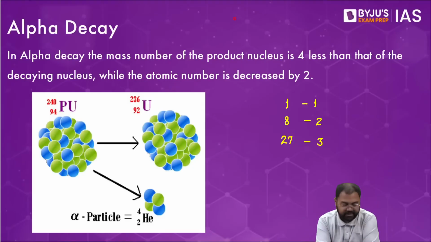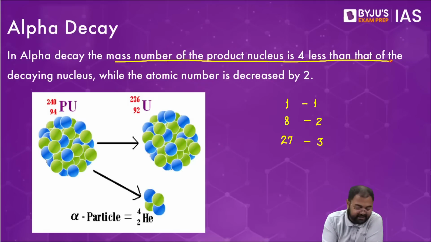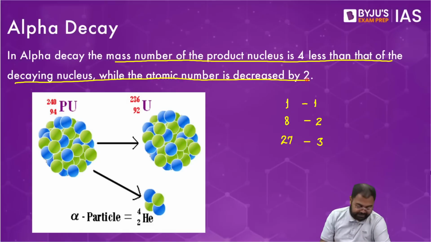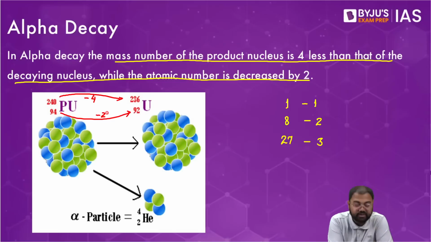So in case of alpha decay, the mass number of the product nucleus is 4 less than that of the decaying nucleus, while the atomic number is decreased by 2. If you look at this picture, from 240 it decreased to 236, that is minus 4. From 94 it decreased to 92, that is minus 2. So it has decreased by 4 and 2. So 4 and 2 decreasing means what? How many protons have decreased and how many neutrons have decreased?